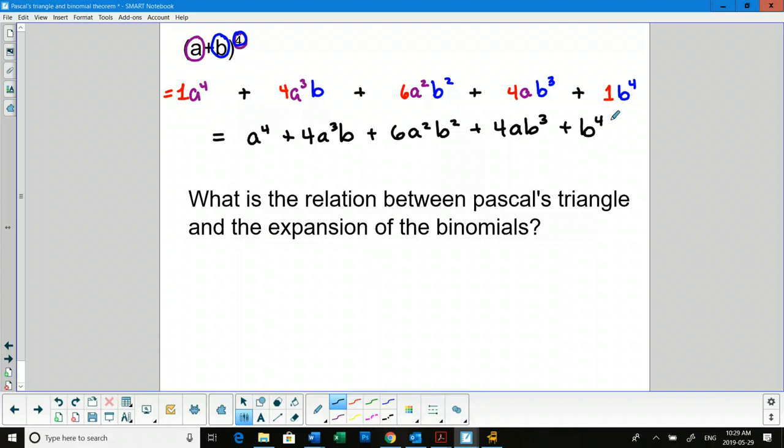And that's our expansion. Much quicker than doing distributive property with 4 brackets, I think, right? Okay, what do you guys also notice about the exponent values in each of these expressions? Each of these individual terms? Does anyone notice anything?